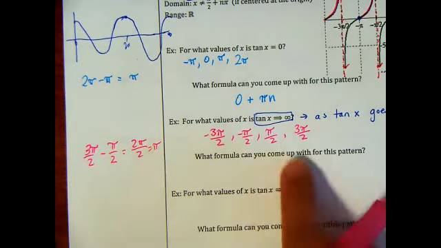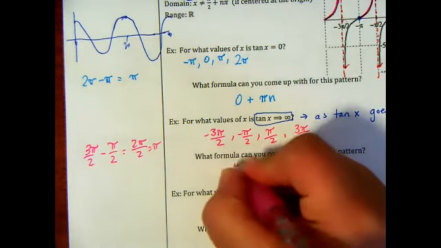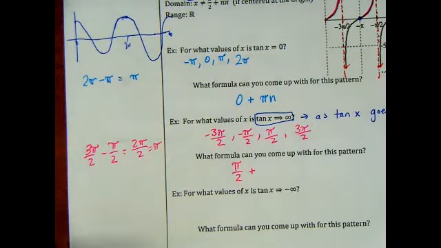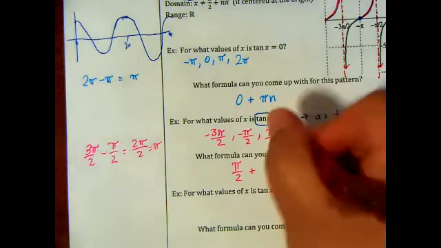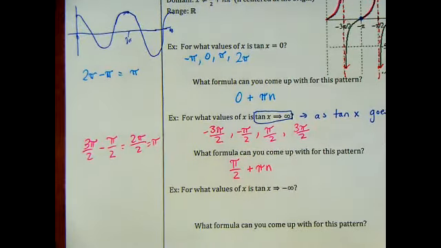So what does that mean? That means I'm going to take the smallest positive one, pi over 2. And that means this is moving in every pi. So every pi, right? So we're seeing that periodicity again. So pi n.